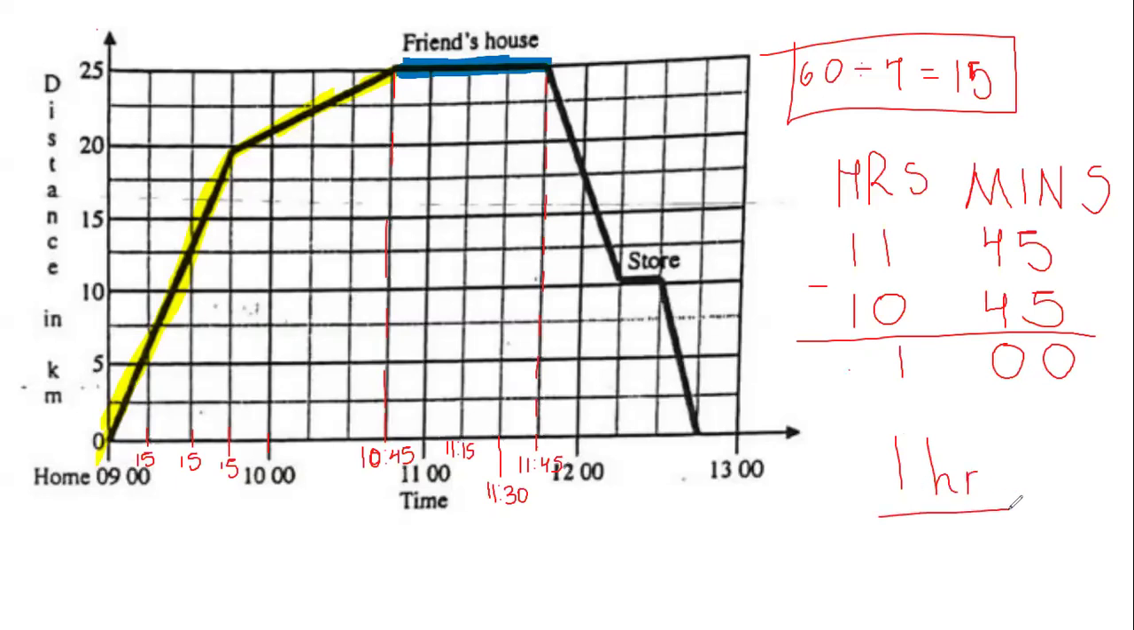How are you getting 1 hour and 15 minutes? Because look, from 10:45 to 11:45, that is 1 hour. Here's your activity.